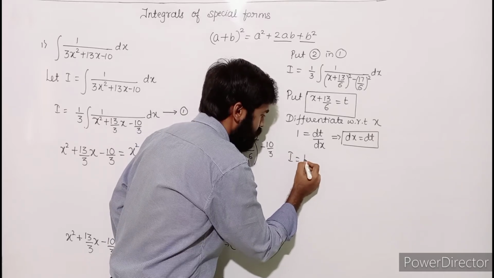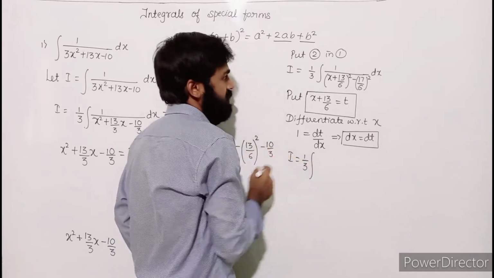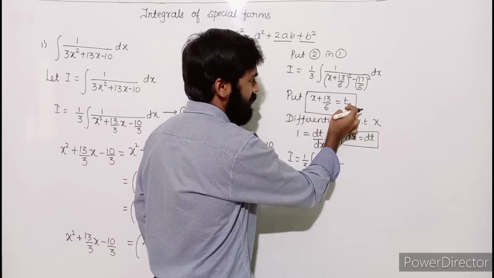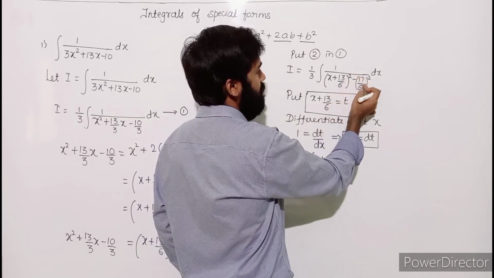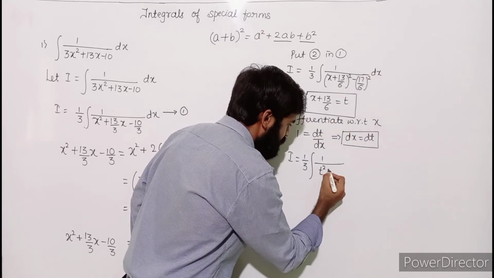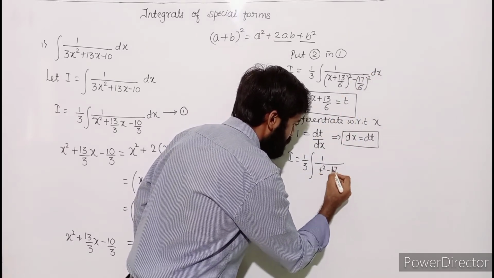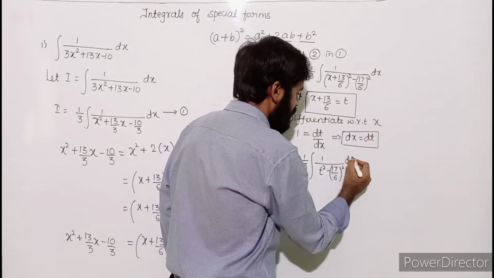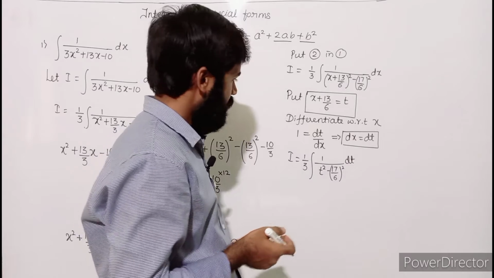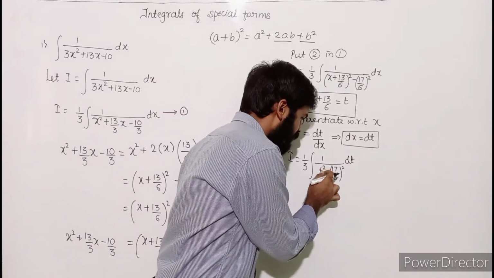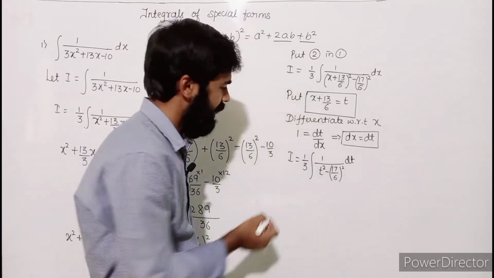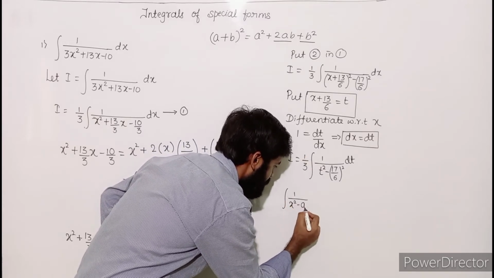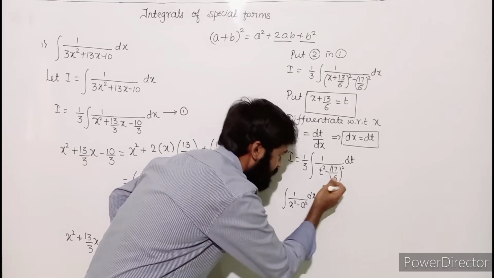So what is your I now? I equals 1 by 3 integration of 1 divided by, x plus 13 by 6 is nothing but t, so we get t square minus 17 by 6 whole square. And dx is nothing but dt. Now here you got this expression. Now it is in which form? It is in this form.